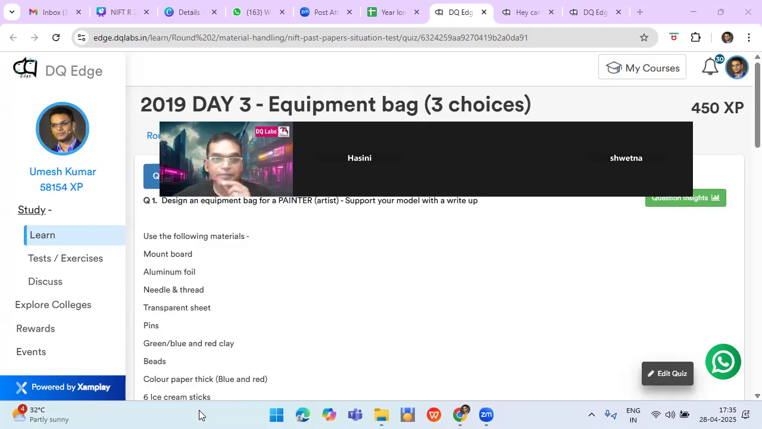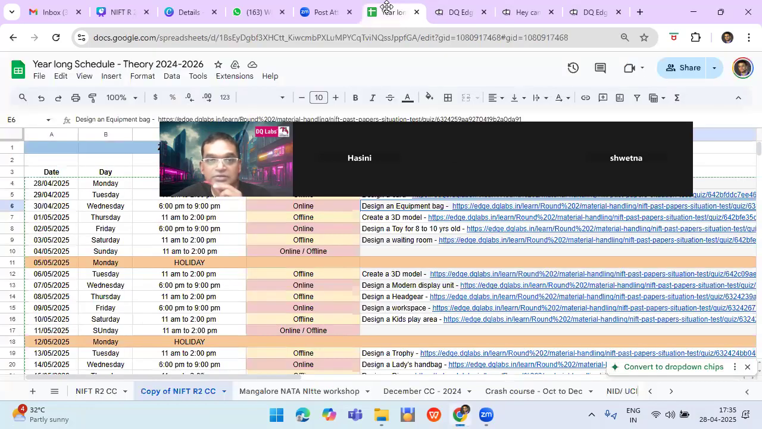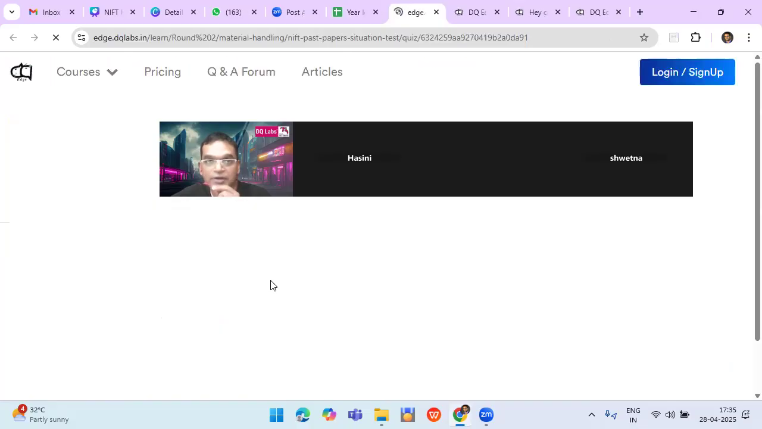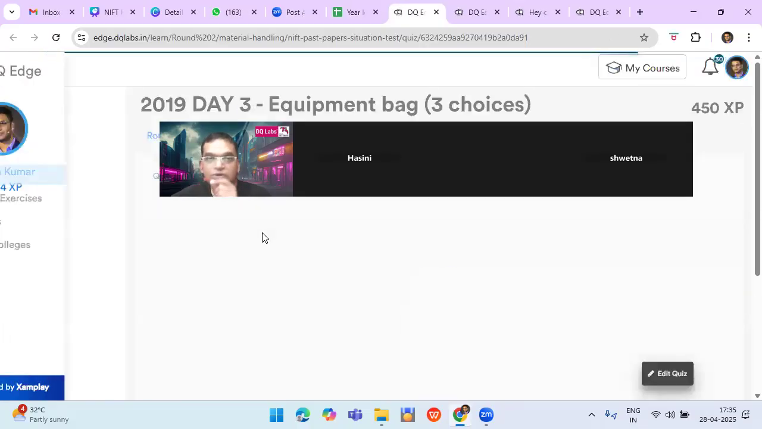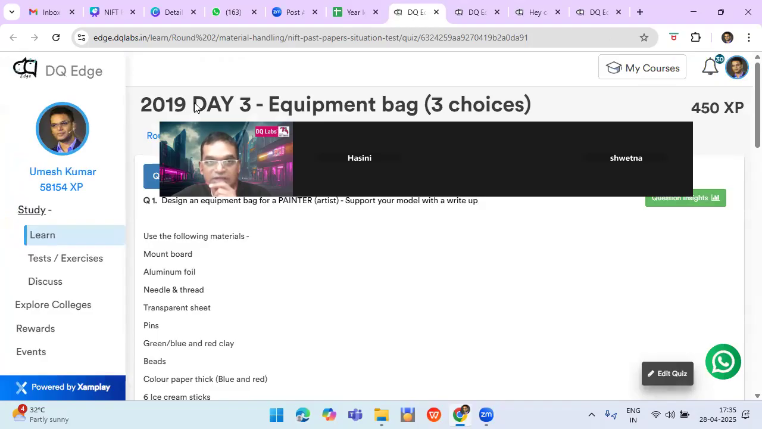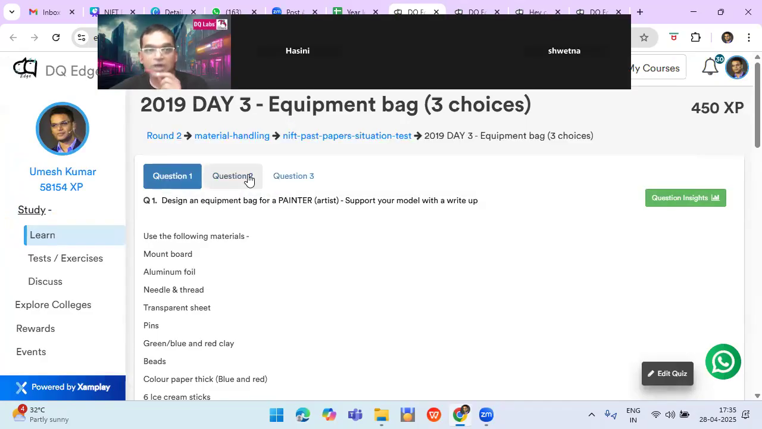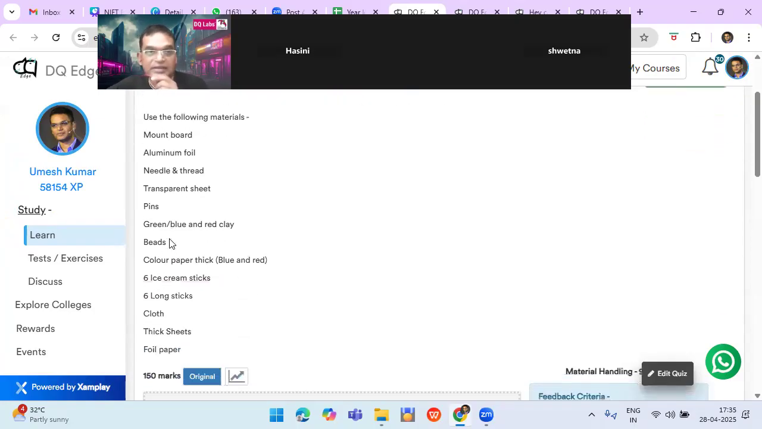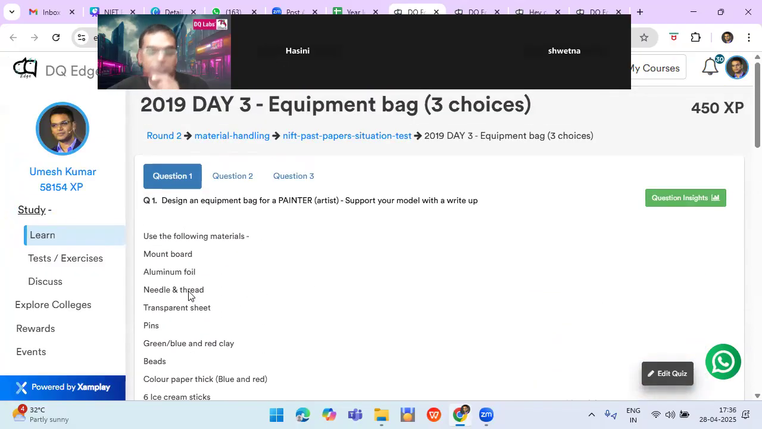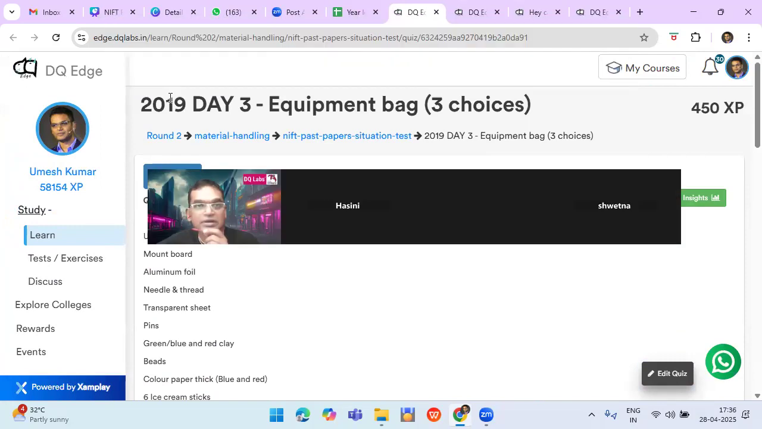For each of these questions, I'll share this sheet with you. When you click on this link, it will open up that particular question. Of course, you need to have the DQ Edge access to get that. If you don't have the DQ Edge access, you can reach out to the counselor who has enrolled you, and they will give you the access. Then these are the list of materials that are required for this particular question, and you have to get these materials. All right, Varsha?